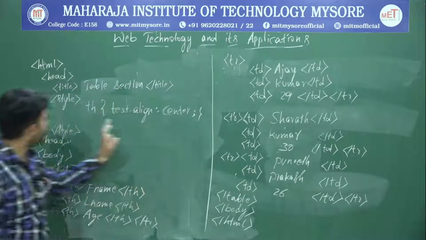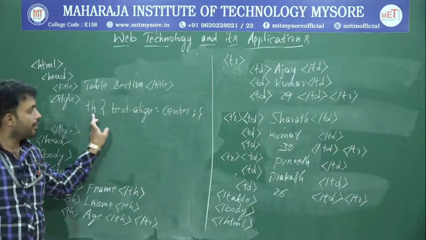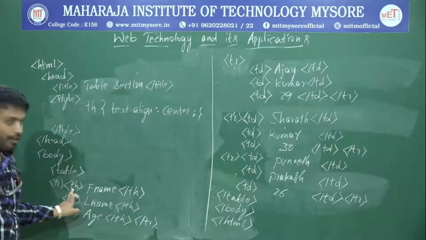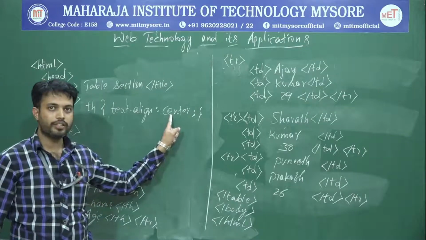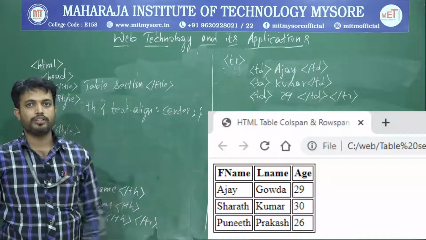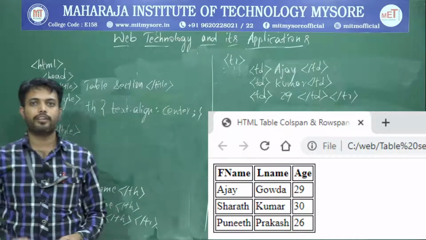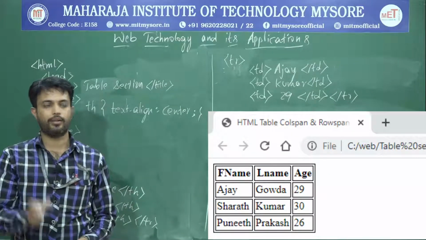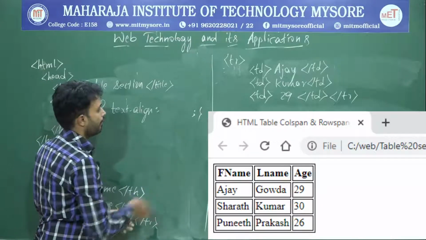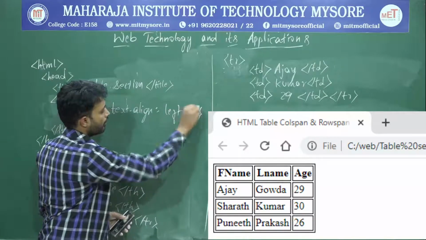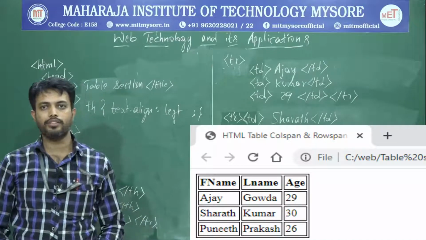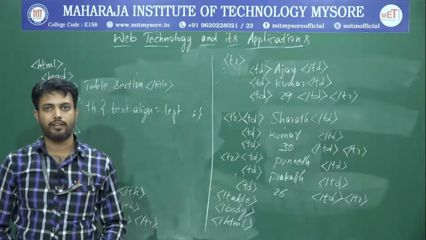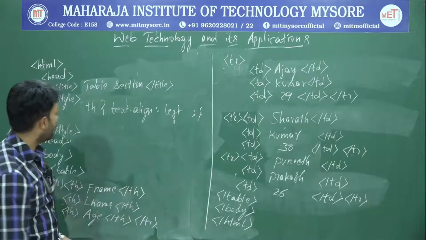Which text am I going to change here? TH. TH stands for table header, which is nothing but F name, L name, and so on. If it is center, you can notice in our output that it will be in the center of the cell. What if it is left? Then it is on the left side of the cell. Right means the right side of the cell. So this is the text alignment.